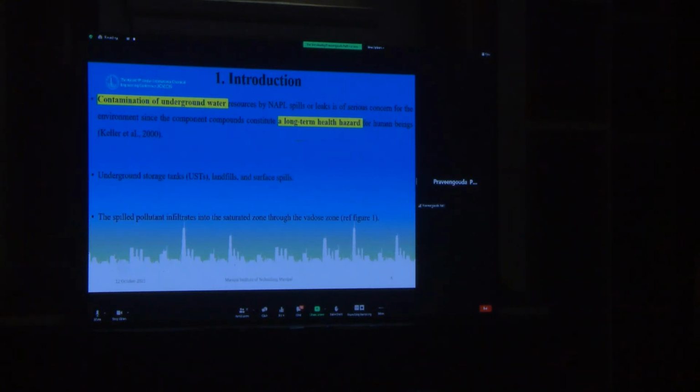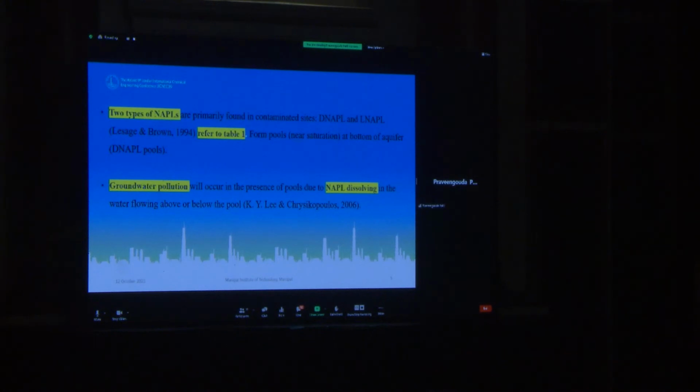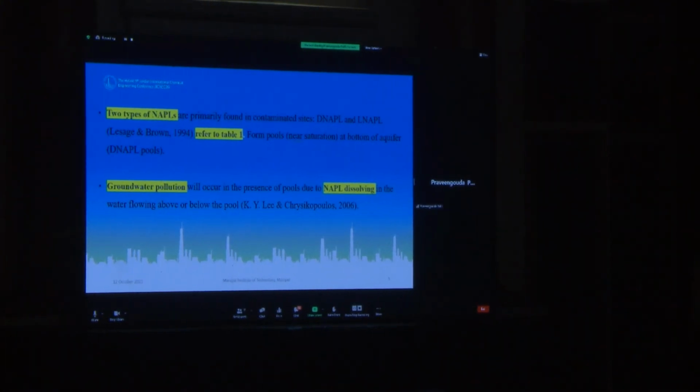We can refer to figure 1. It will be shown in the next slide. There are two types of NAPLs. They are primarily found in contaminated sites. They are L-NAPL and D-NAPL. D-NAPL is a dense non-aqueous liquid. L-NAPL is a light non-aqueous liquid. And they form pools near saturation at the bottom of the aquifer, which you can call D-NAPL.